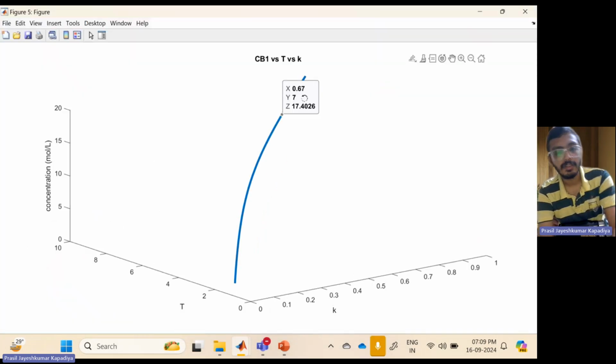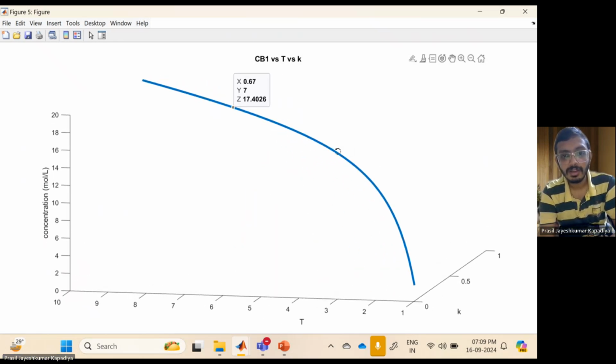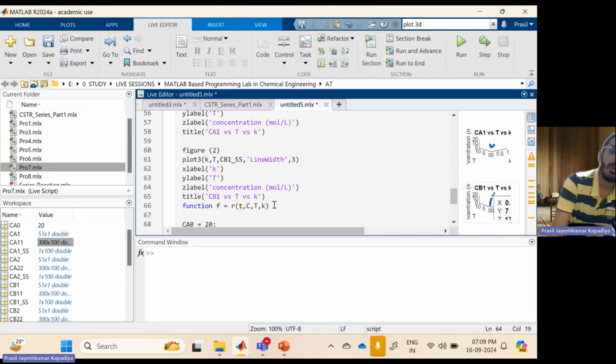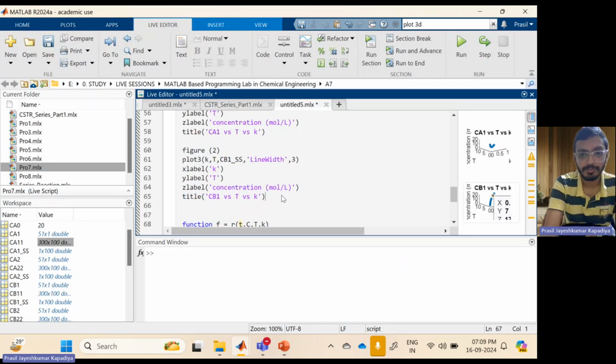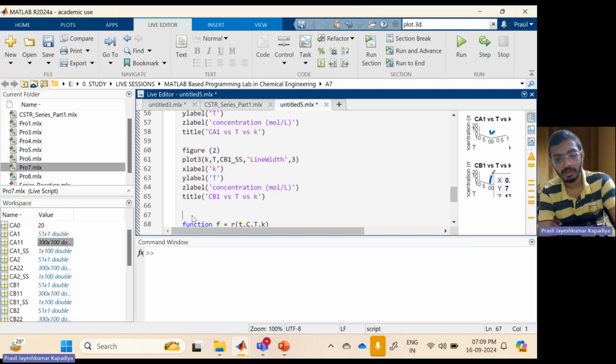So CB1 is increasing. See, so if I just put it, okay, you can select a point. And you can see when k is equal to 0.67 and tau is equal to 7, my CB1 is 17. Okay, so this is for CB1. Similarly, let's do it for other variables also. It will not be a good idea to plot all three charts in the same plot because it's already a 3D plot. You can do it.